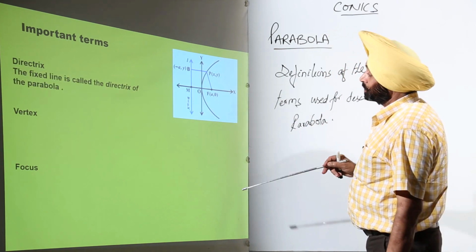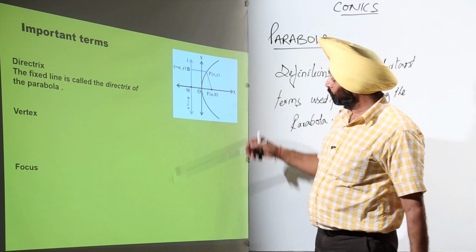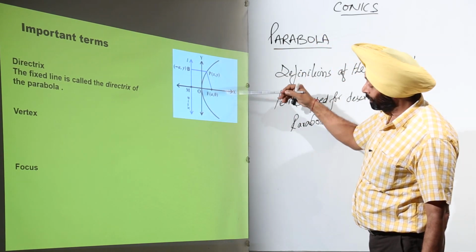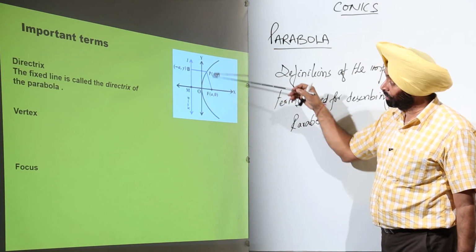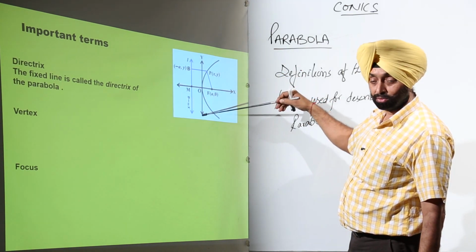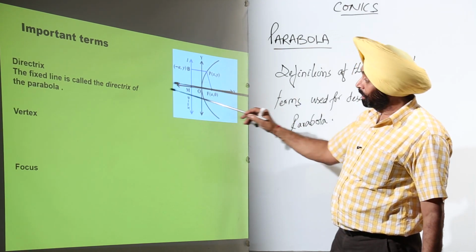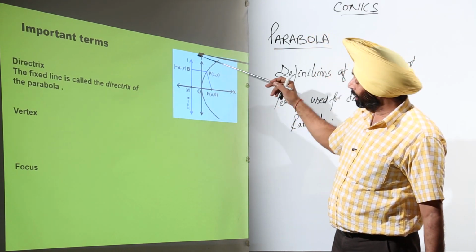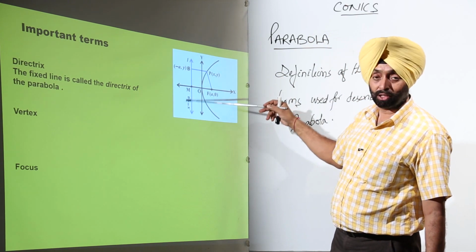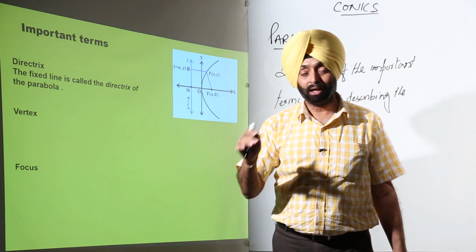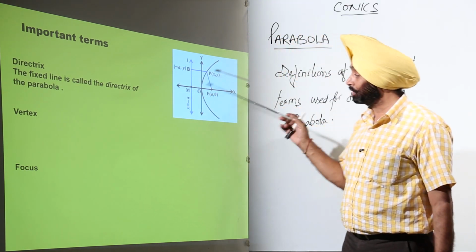The fixed line is called the directrix of the parabola. This is the fixed line. We are not going to draw this line first, okay. In this figure we can't draw this line first. First of all, we have a focus and a directrix, and the fixed line is called the directrix of the parabola. Why is it the fixed line? I showed you the animation. I described it, and once again I am going to tell you.